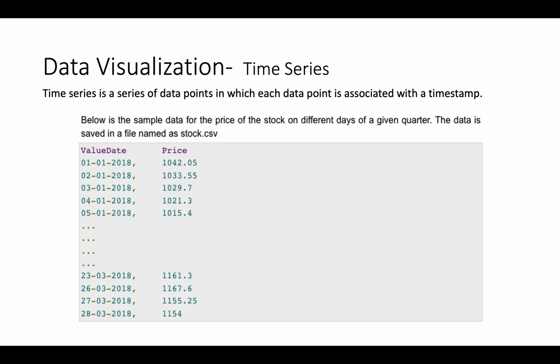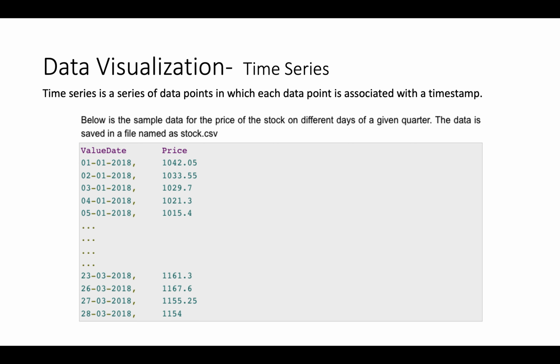Time series is a different kind of data. A time series is a series of data points in which each data point has a time stamp. So a simple example is the price of a stock in the stock market at different points of time. Another example is the rainfall in a region at different months of the year.